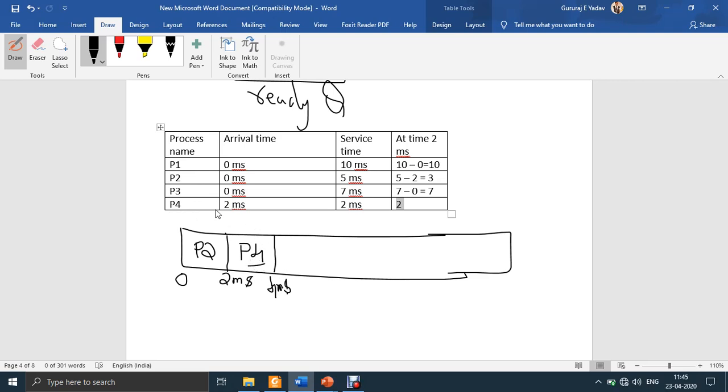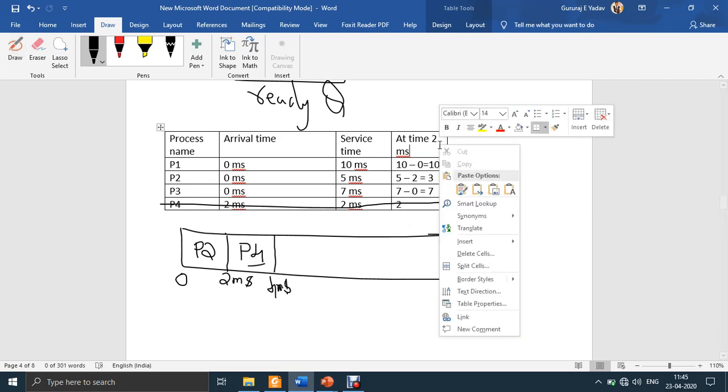So now, which are the remaining processes? If P4 has already completed, P4 is gone. So only the processes remaining are P1, P2, P3. So again, you have to add a new column here. At what time do you have to add the new column?